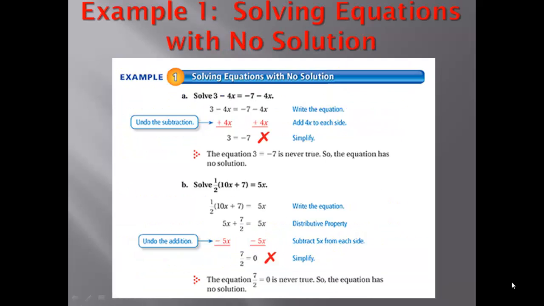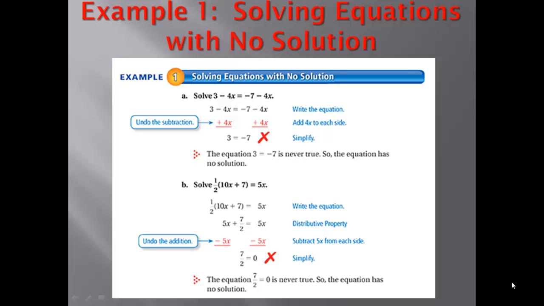For our first example, we're solving equations with no solution. For a, we're going to solve 3 minus 4x equals negative 7 minus 4x. Our first step is to add 4x to each side. After we do this, we're going to have 3 equals negative 7. The equation 3 equals negative 7 is never true, so the equation has no solution.